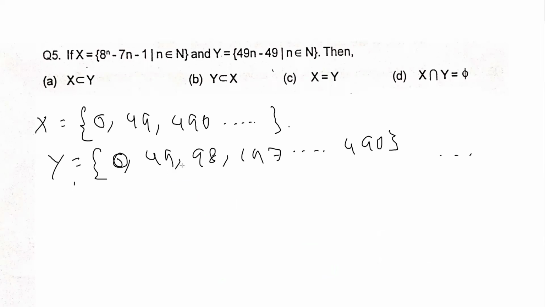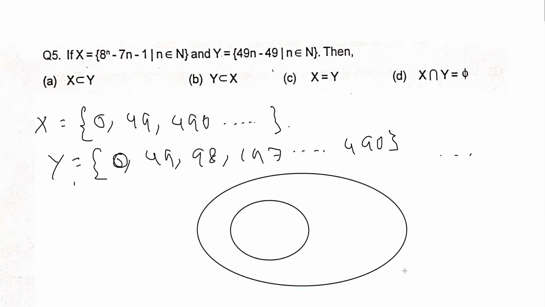Now, erasing everything and just focusing on this part, what you can conclude here is that all the elements of X are present in Y. That's our conclusion. All the elements of set X are present in Y. This is set X and this is set Y. So clearly, you can say X is a subset of Y.